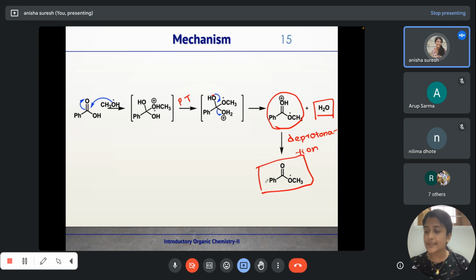Any doubts in the mechanism? If anyone is having doubts, you can feel free to stop and ask. Any doubts?